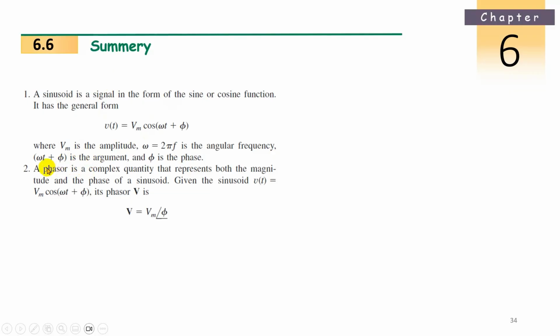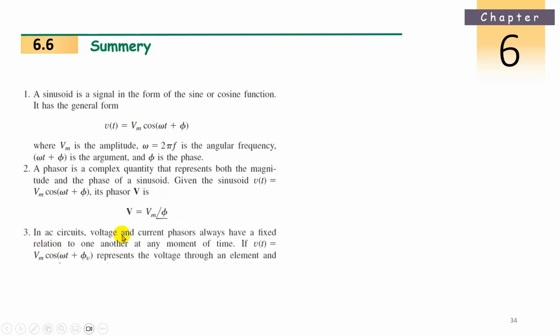Now coming to the phasor. A phasor is a complex quantity, because it may have a rectangular, polar, or exponential form. A phasor is a complex quantity that represents both the magnitude and phase of the sinusoid. Given the sinusoid v(t) = Vm cos(ωt + φ), its phasor V, in capital V, is equal to Vm, the amplitude of that sinusoid, at an angle φ. So we will represent a phasor in this form.